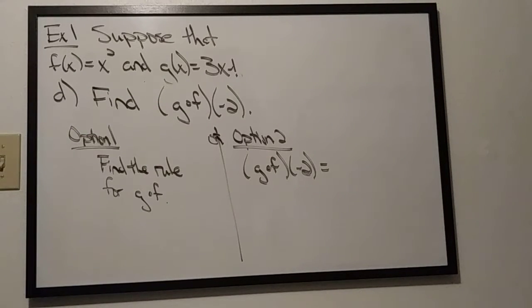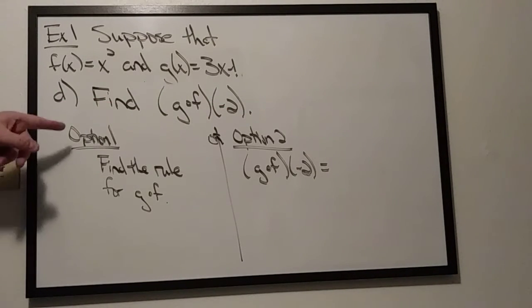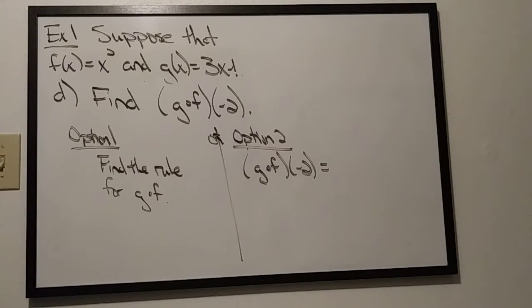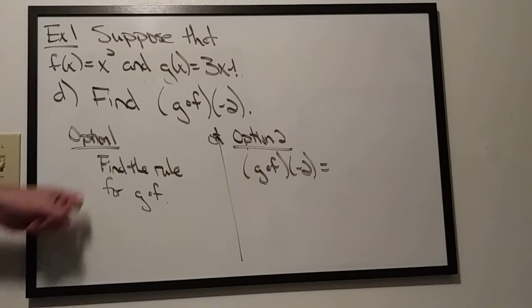So what can I do to find G composed with F of a number like -2? Well, I still have the two options we just talked about a moment ago in part C. So option number 1, I could actually find the rule for G composed with F. Do something similar to part A. And then once I find that rule, I can go ahead and plug it in. But again, I don't have to find that rule because I still have option 2. So I'm going to go ahead and use option 2 on this problem because I know it's going to work even though I don't know the rule.